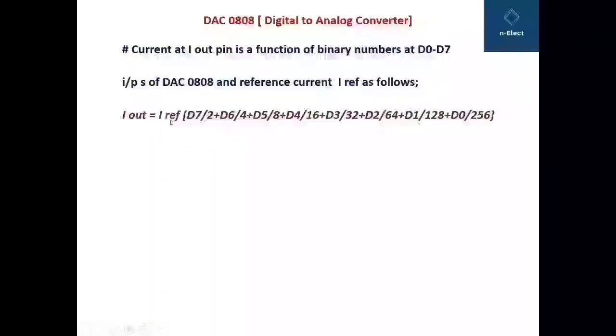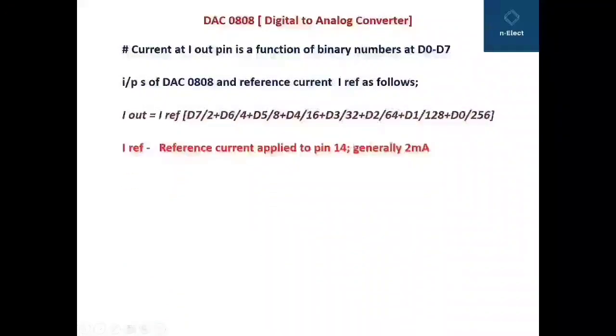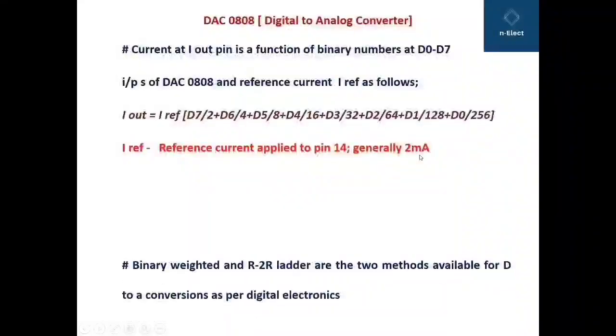equal to I reference into bracket D7 by 2 plus D6 by 4 plus D5 by 8 plus D4 by 16 plus D3 by 32 plus D2 by 64 plus D1 by 128 plus D0 by 256, where I reference is the reference current applied to pin number 14 of this DAC 0808, and it is generally 2 milliamperes.